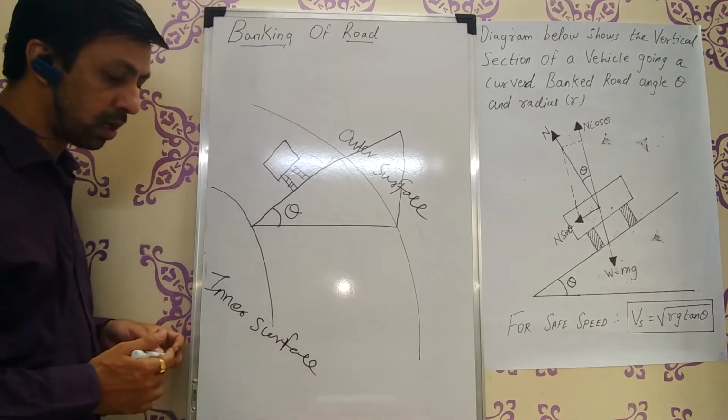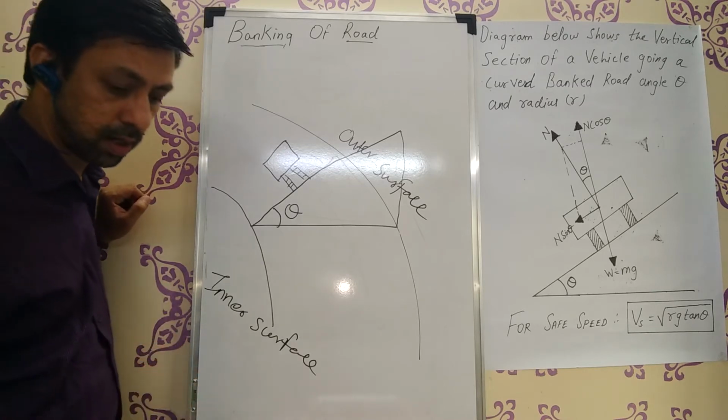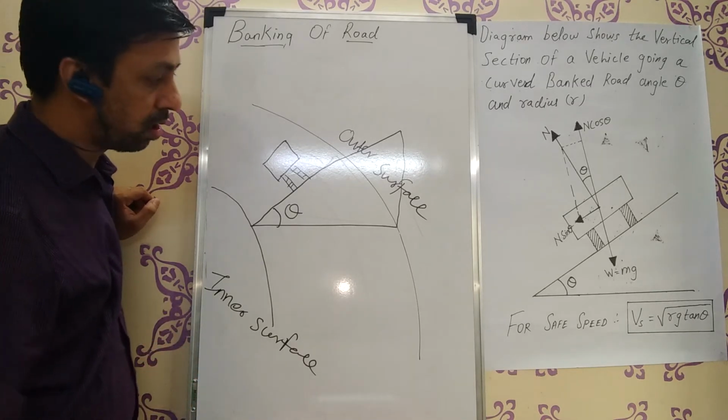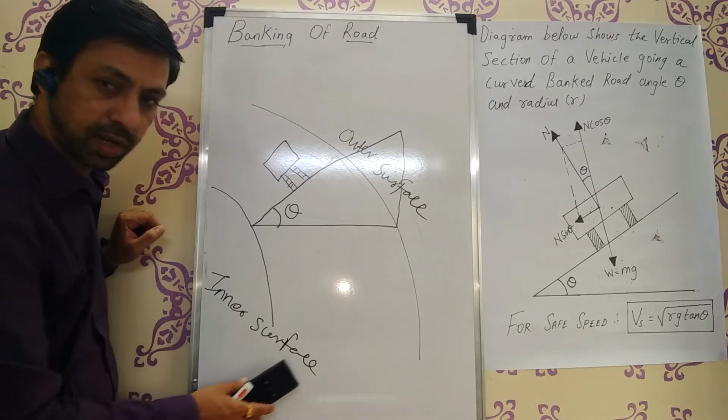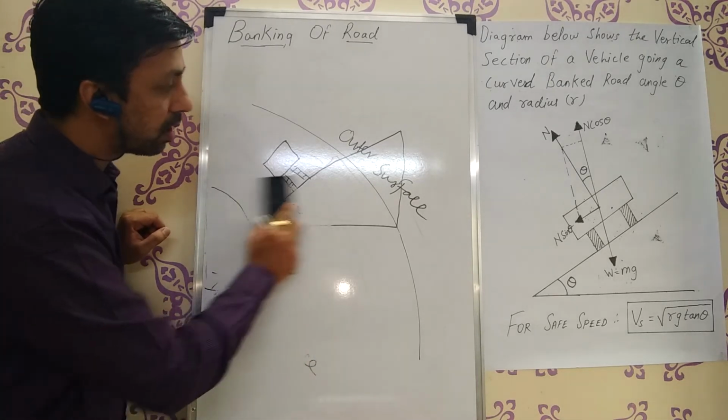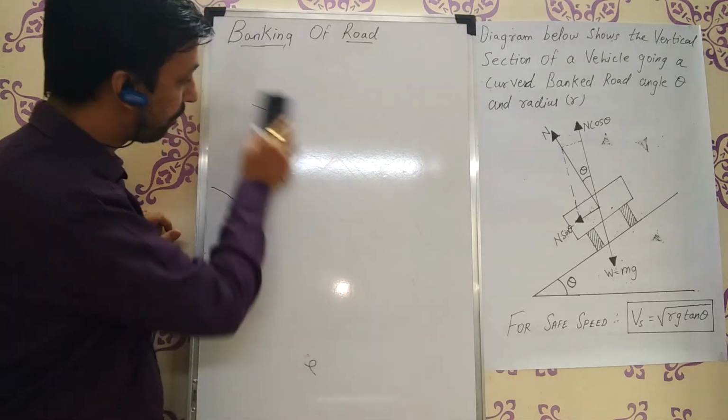In all, there are three expressions in banking of road. The first expression we can see is for the safe speed.